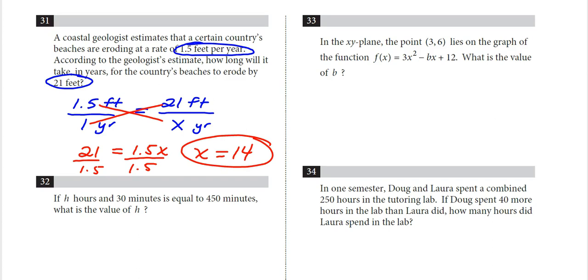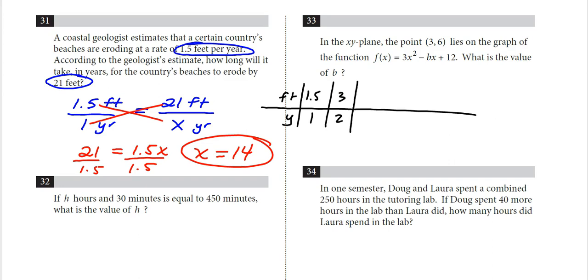Now, some people might just be able to look at that problem and start right off with dividing, just 21 divided by 1.5. That would have worked too. You could have made a table, but that would have taken a long time. You could have had your years and your feet, and I do this for other problems, but you could have said, okay, after 1 year, it's 1.5 feet. 2 years, it'd be 3 feet, so on and so forth.